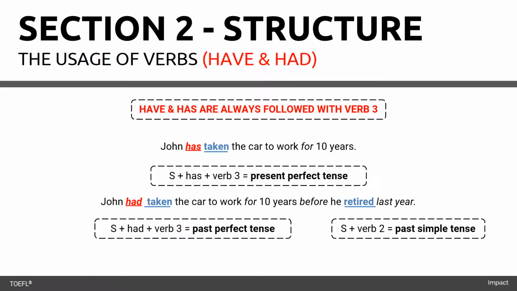What are the differences between all these 3 tenses? Let's look at the first one, present perfect tense. For 10 years. John has taken the car to work for 10 years. When did he start taking the car to work? 10 years ago, exactly. Is he still doing it now? Yes, he is. So present perfect tense is used when you start something that happened in the past and you are still doing it until now.